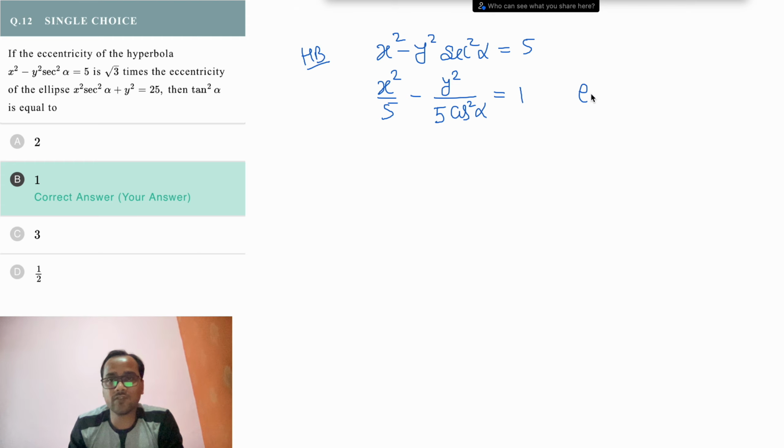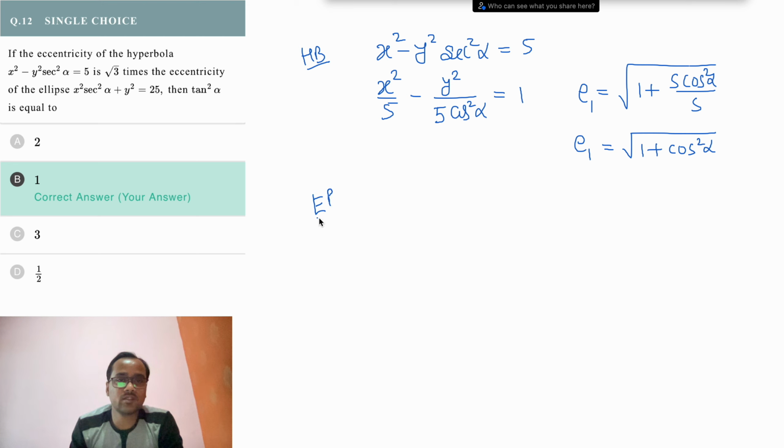What is the eccentricity of this? Eccentricity is equal to square root of 1 plus b square upon a square. That means 5 cos square alpha upon 5. So that comes out to be square root of 1 plus cos square alpha. Let's say the eccentricity of the hyperbola is E1.